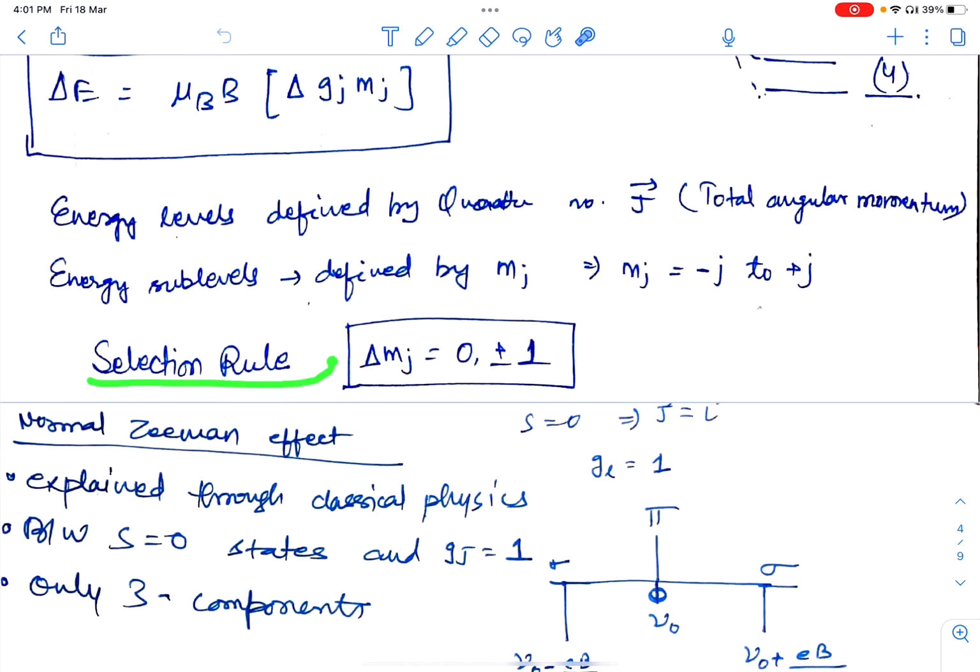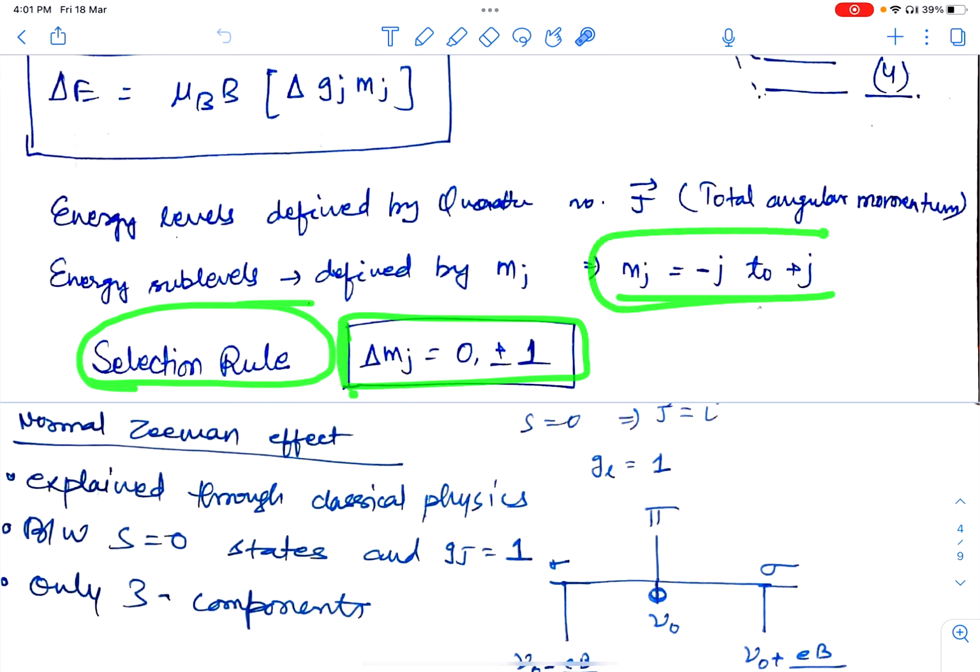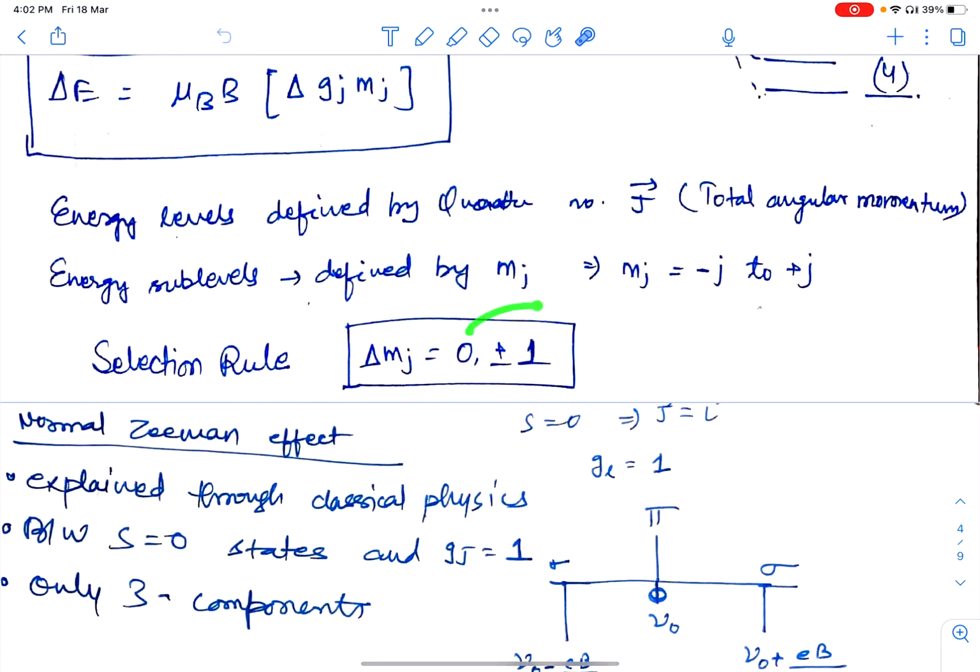So now the selection rule is what? Delta mJ is equal to 0, plus minus 1. Energy sublevels are defined by mJ from minus J to plus J. So 0 is what? Delta mJ equal to 0 gives the pi components, and plus minus 1 gives the sigma components.